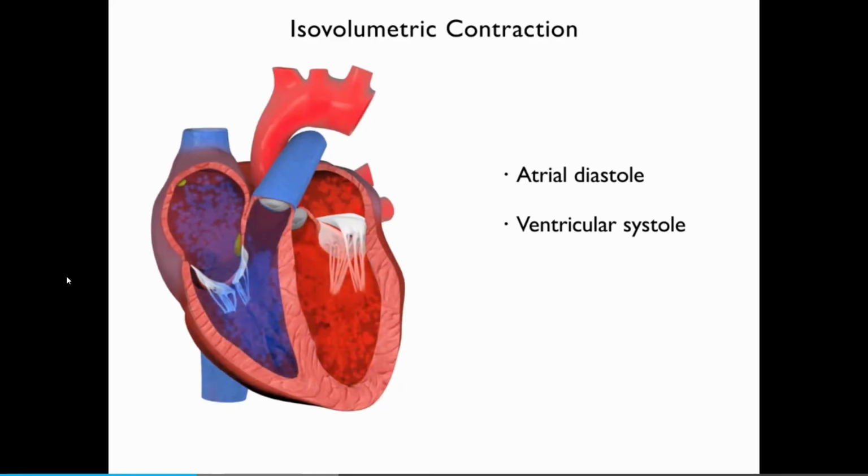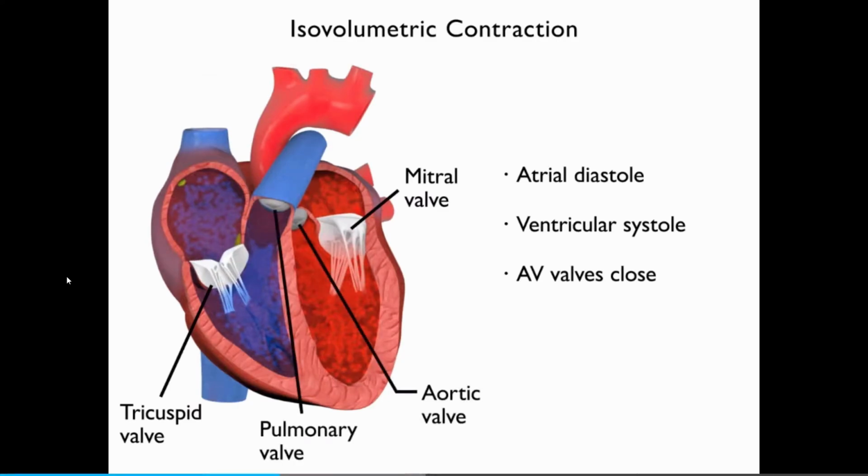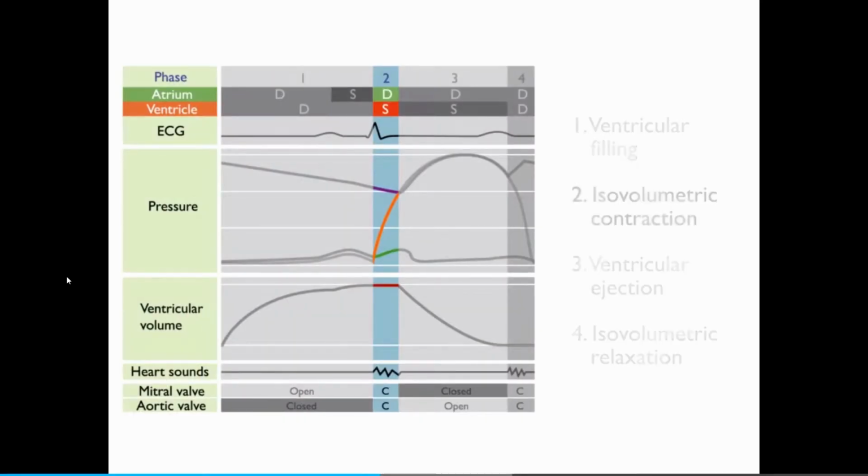Third, when the increasing ventricular pressure exceeds the atrial pressure, both atrioventricular valves close. However, ventricular pressure is not yet high enough to open the semilunar valves, so they remain closed. All 4 valves are now closed. Now let's examine the major events of isovolumetric contraction graphically, focusing on the left side of the heart.